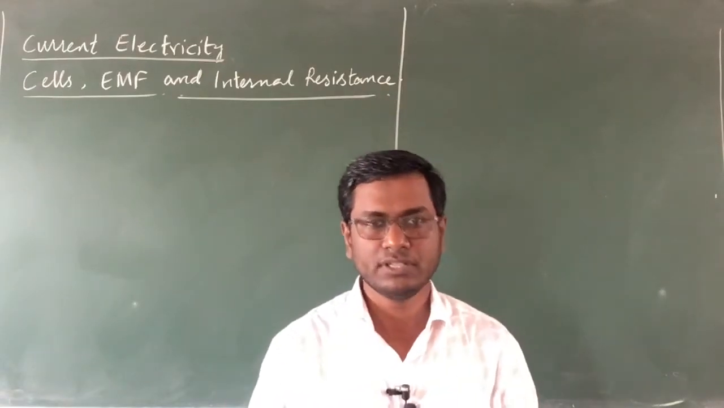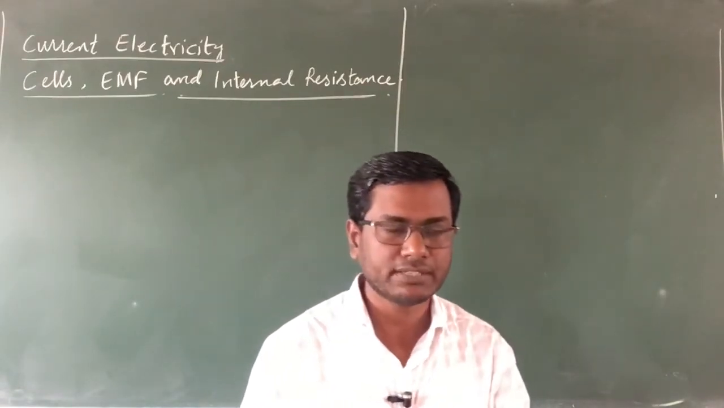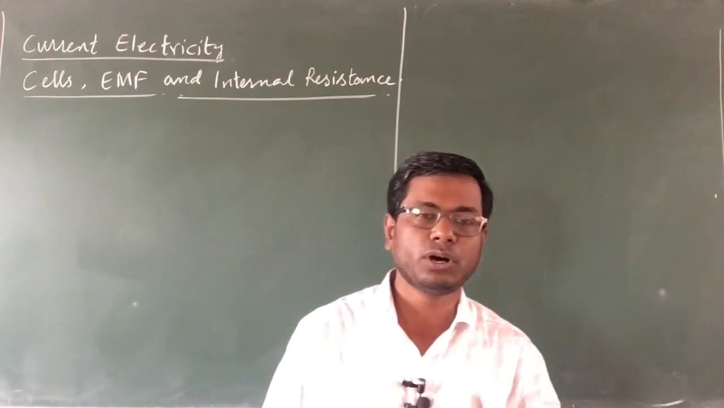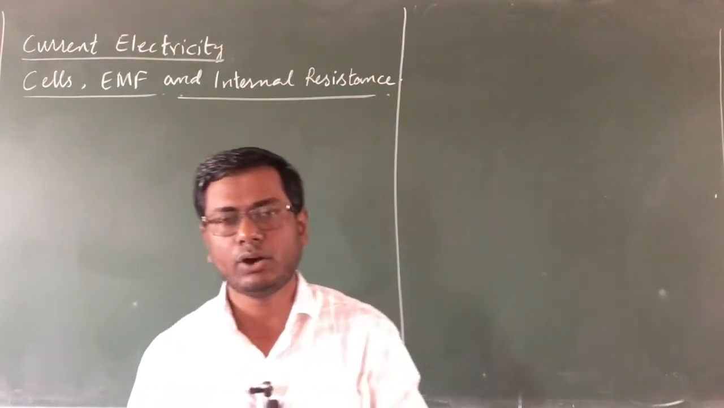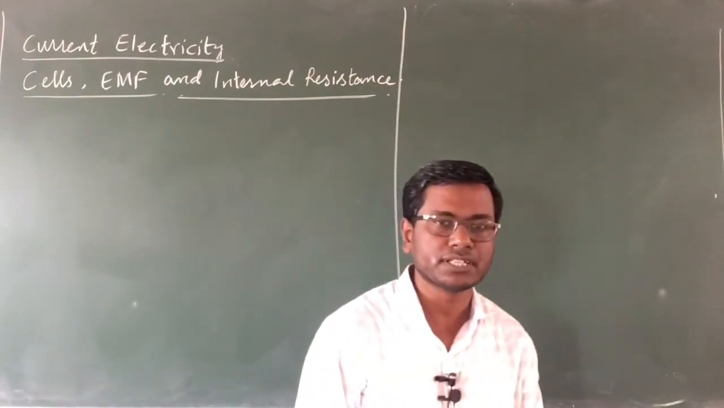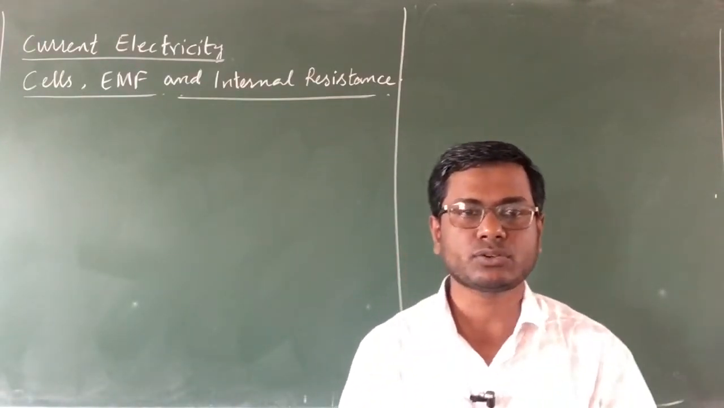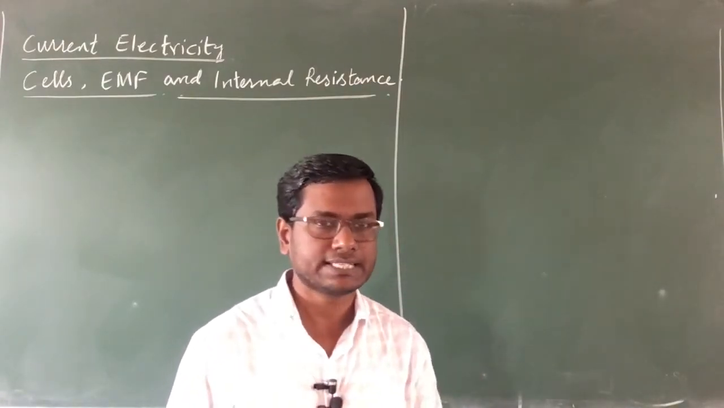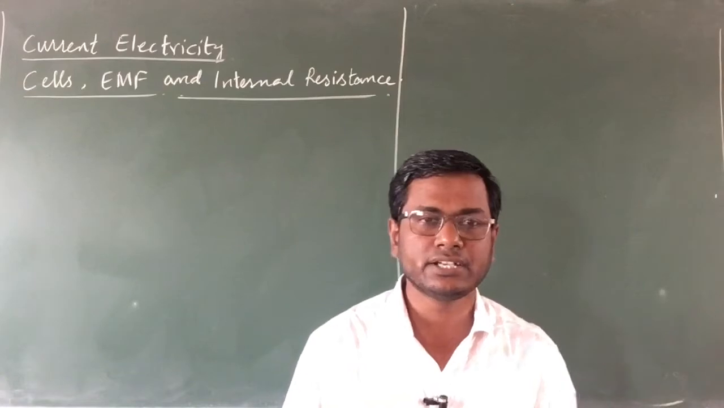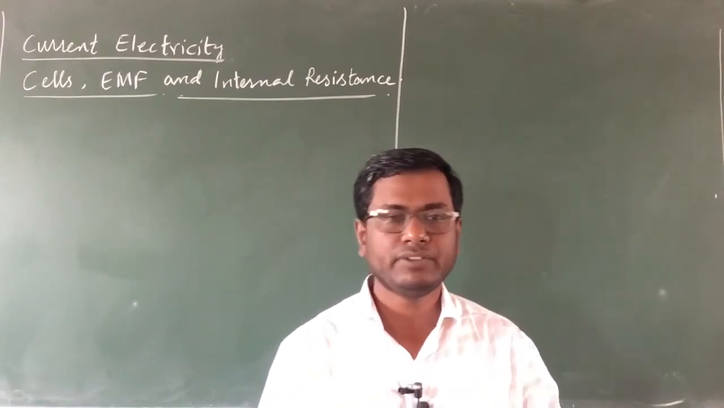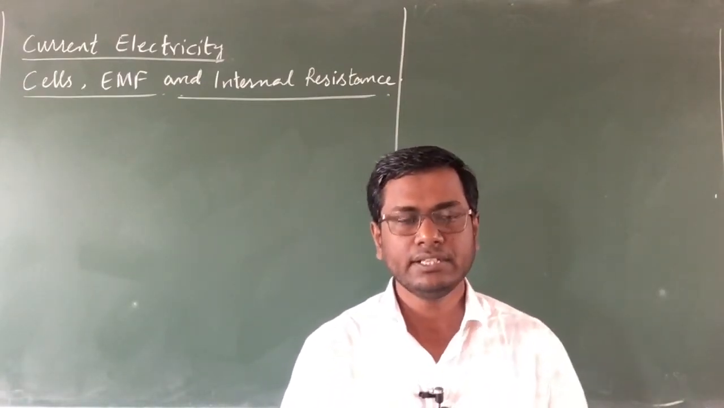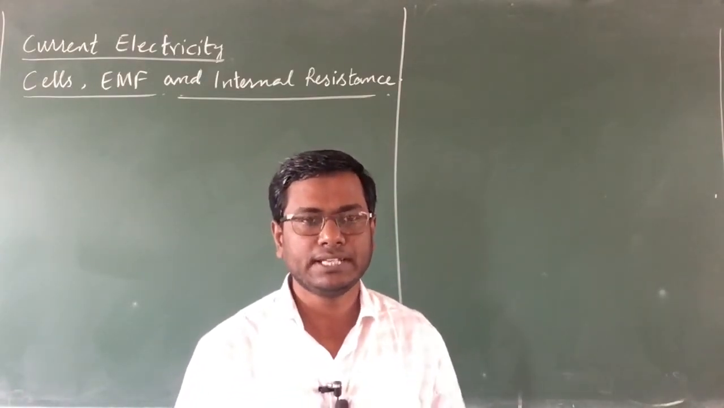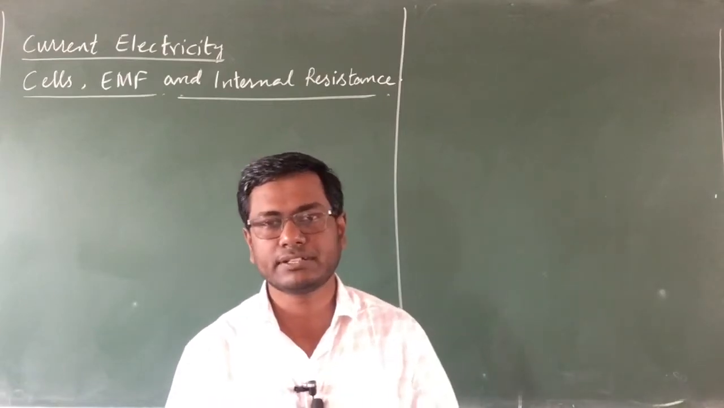The cells: any object or any system which supplies the current or which maintains the potential difference in a circuit, we are going to call it an electrochemical cell, because it is going to store the energy in the chemical form, and when it is connected to a circuit, it is going to supply that energy in the form of electricity or in the form of electric current.